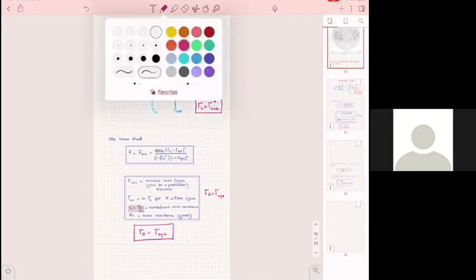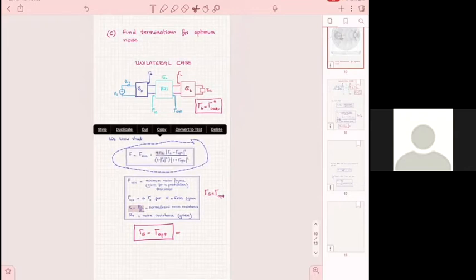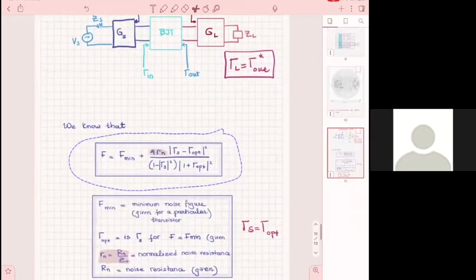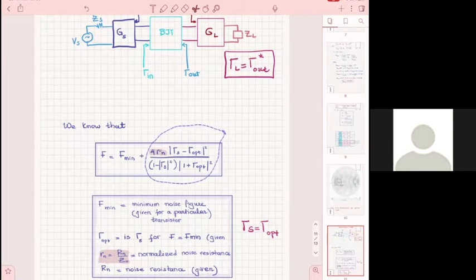So gamma S equals gamma optimum, right? Why? Where did I get this value? Look at the question here. Look at this relation, termination for optimal noise. If your noise becomes optimum, which is F minimum, when does this one go to 0? Gamma S equals gamma optimum. Exactly. See, that's where I got this one from.